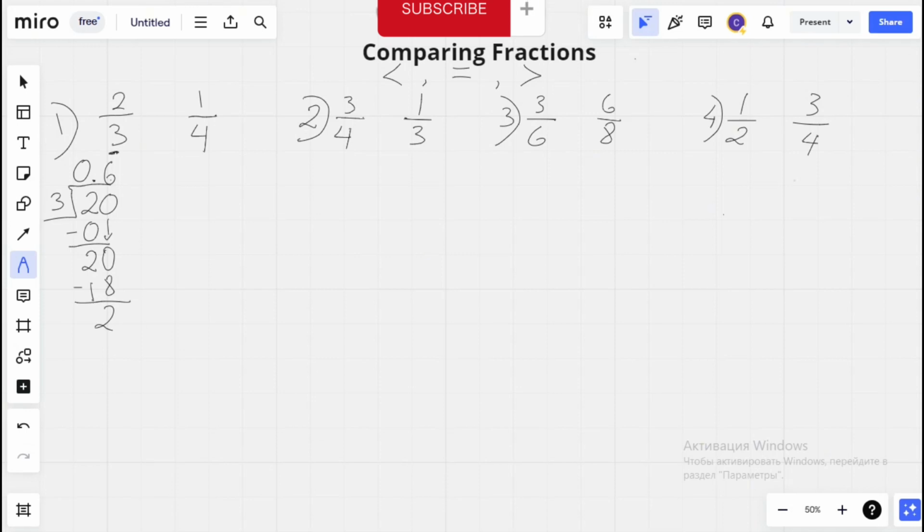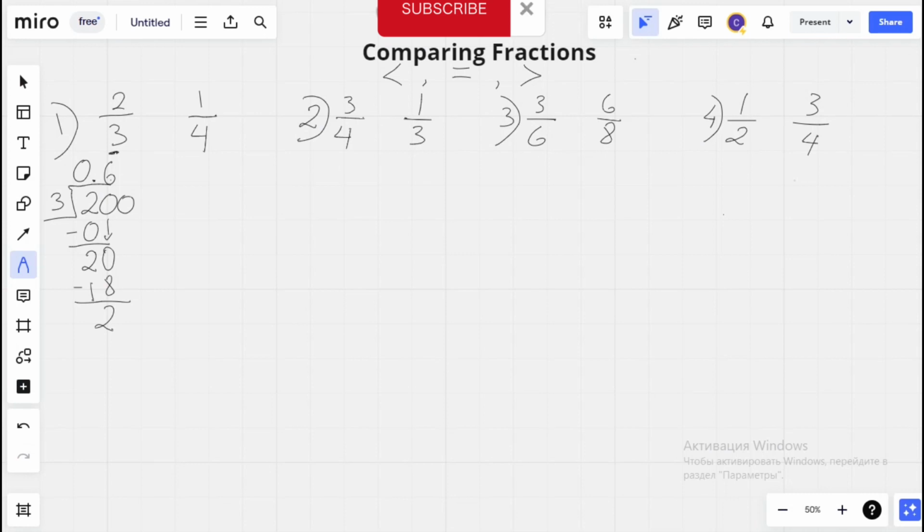Is it 0? No, it's not. So we add another 0. Now, when you add the second 0, we don't put a second decimal point. No, we just add the 0. So the only time we put a decimal point is only for the very first time. Okay? So how many 3's can you put in 2? You can't. You add another 0, but you don't add the decimal.